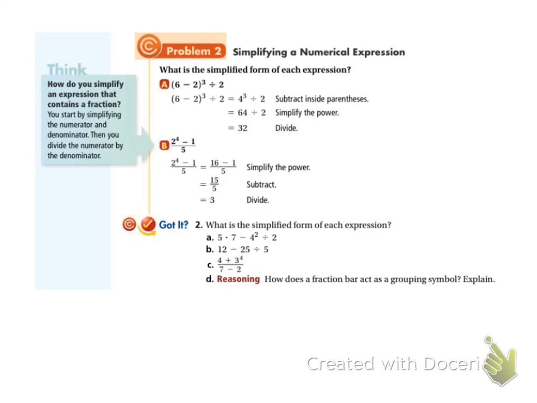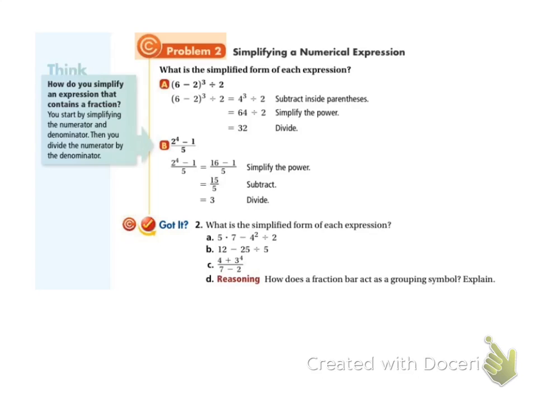Okay, in part A, we have parentheses, so we need to start with our parentheses. So we have 6 minus 2, which becomes 4. So now our expression is 4 to the 3rd power divided by 2. So since we have exponents next, we simplify 4 to the 3rd power, which becomes 64. And now the only operation we have left is division. And 64 divided by 2 gives us 32.